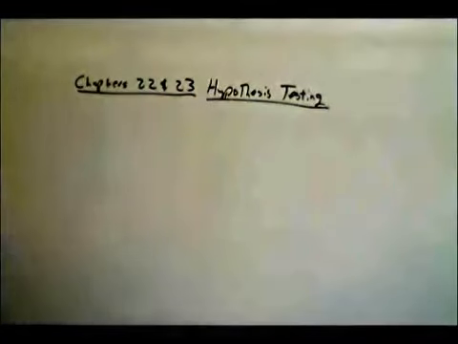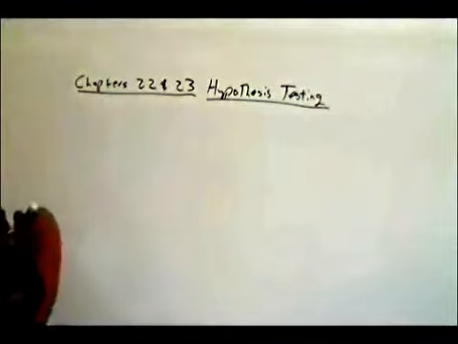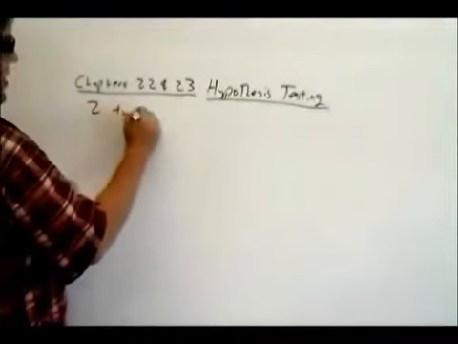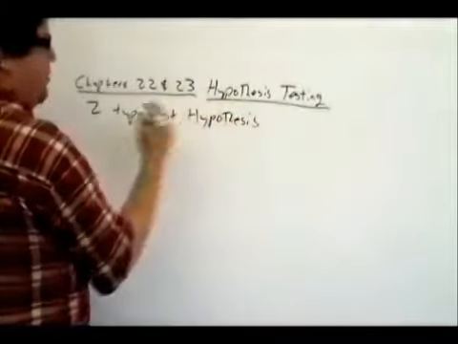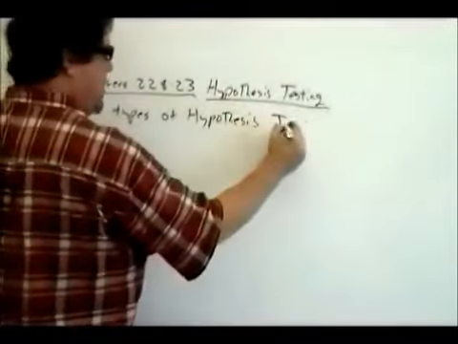Now, there are two different types of hypothesis tests, and I included in your cheat sheet for test 3 a flow chart for each type. So there's two types of hypothesis tests given in this chapter, or these two chapters.